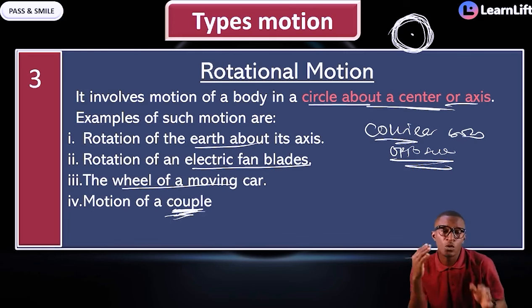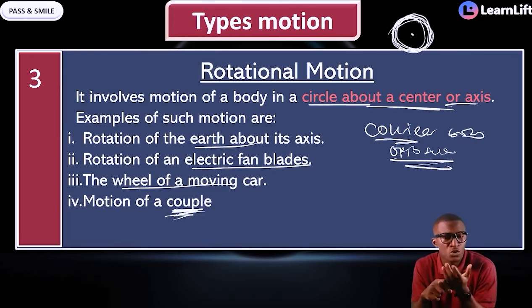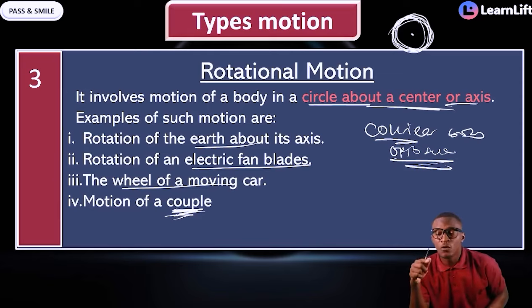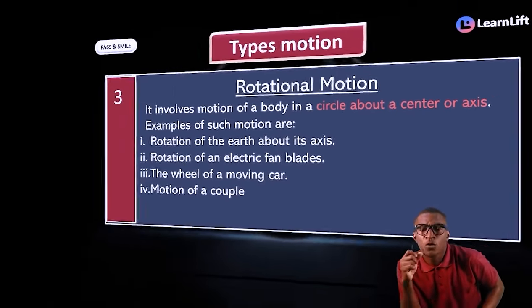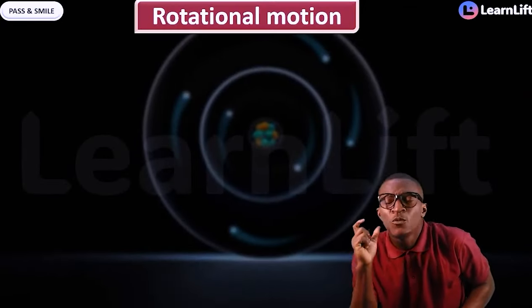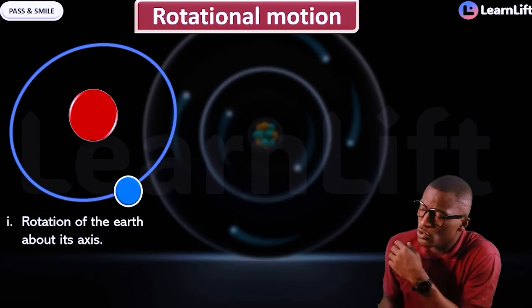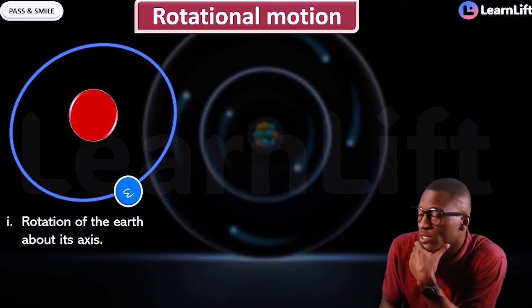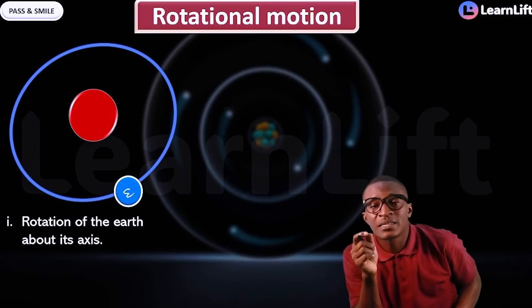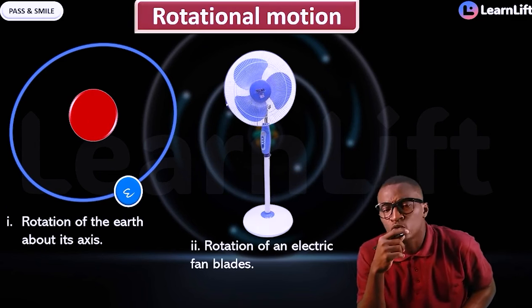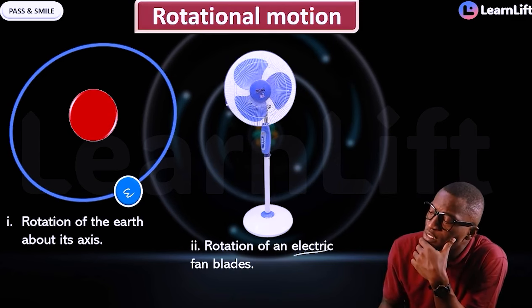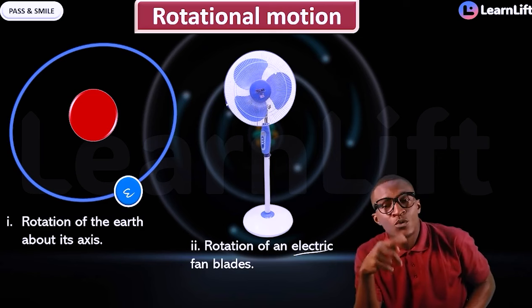Do you understand? So, what are the examples of rotational motion? We say rotation of the earth, the motion of electric fan blades, the moving wheel of a car, and motion of a couple. Now, practically, this is it, rotation of the earth. This is the earth, and this is the sun, right? So the earth keeps rotating. That is an example of your rotational movement. Talking about your electric fan blade, you can see the electric fan keeps rotating around that circular path.